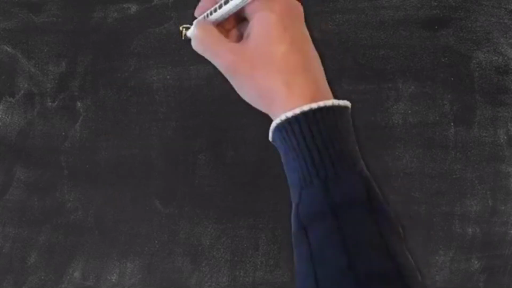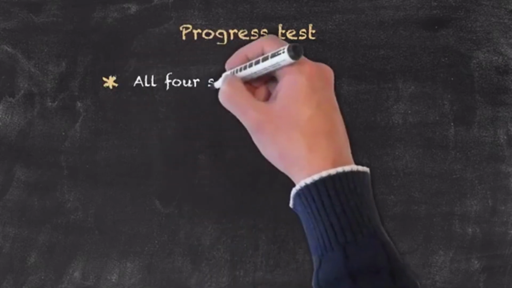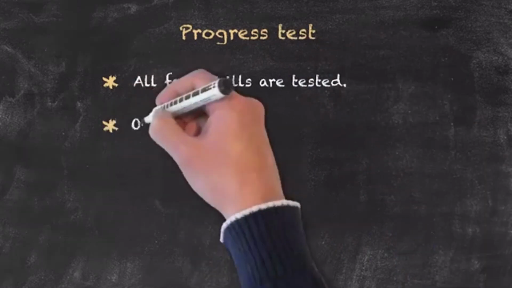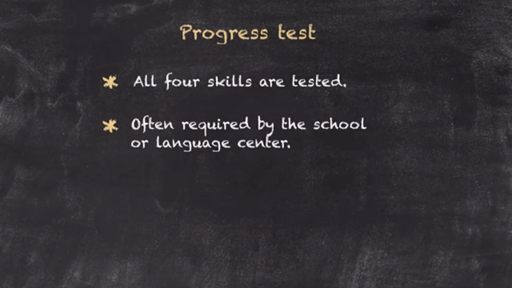The next type of test is called the progress test, and it's one that, whatever teaching situation you find yourself in, you're probably going to be involved in one way or another. Typically, for progress tests, again, all 4 skills are tested. This type of test is often required by the school or the language centre that you're working in, and even so by the parents, to show that learning has taken place.